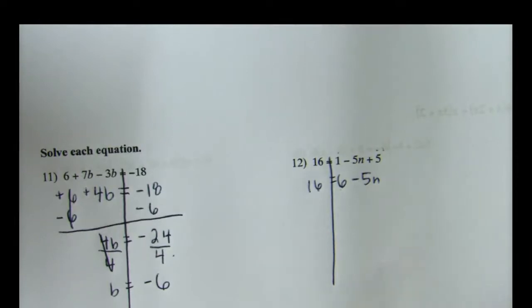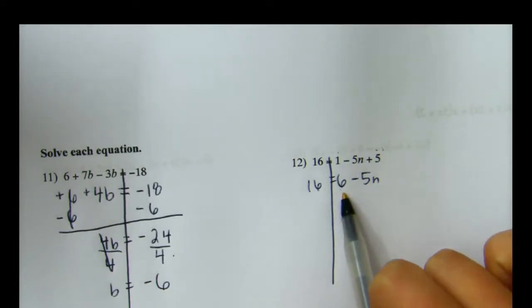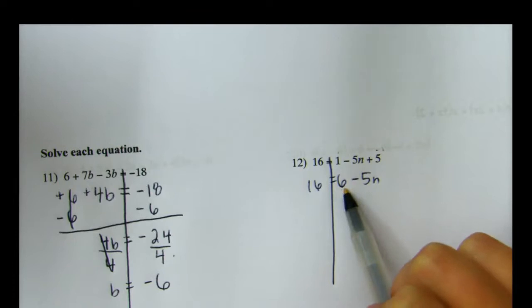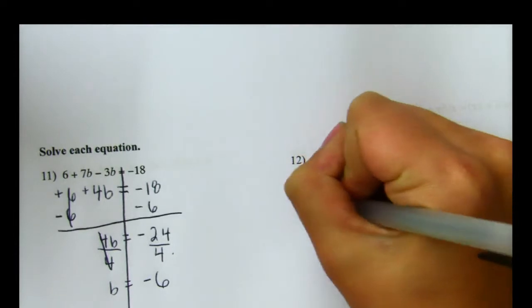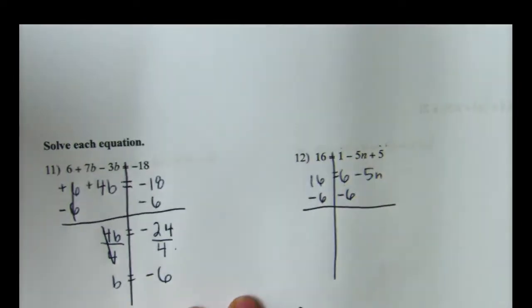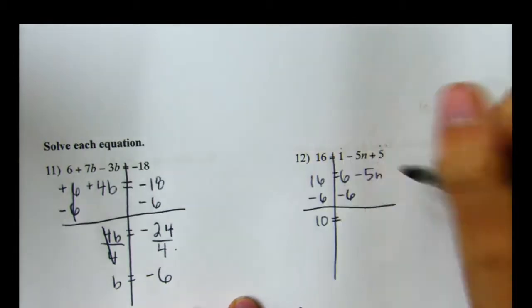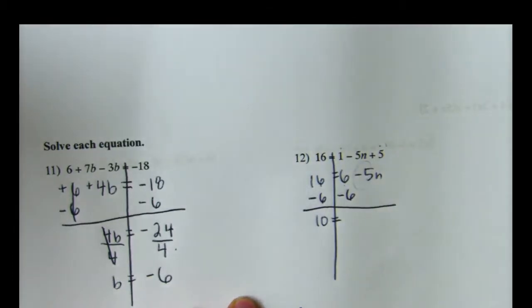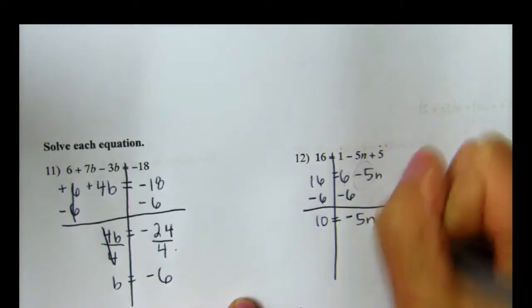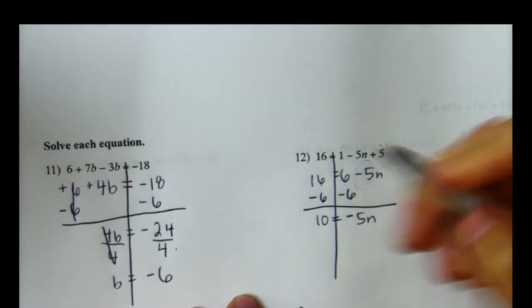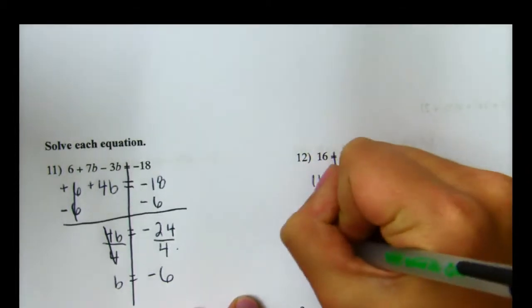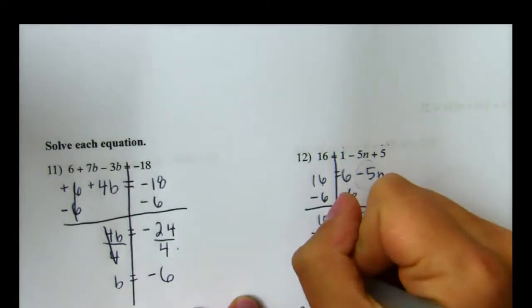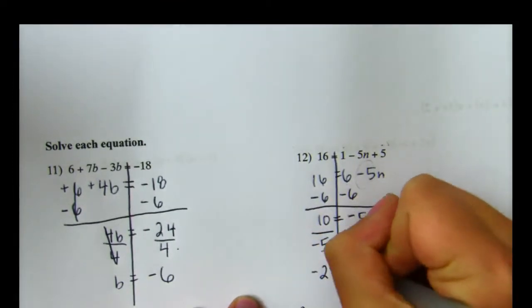From here, very similar to last time. Unfortunately, this 6 is out in front, which is what is kind of confusing about this problem. To get rid of this 6, since it is a positive 6, I'm going to subtract 6 from both sides. So 16 minus 6 will give me 10, and that's equal to, you've got to keep the sign in front of that 5, a negative 5n. My last step is going to be to divide by a negative 5 on both sides. 10 divided by negative 5 will give me a negative 2, and that's equal to n.